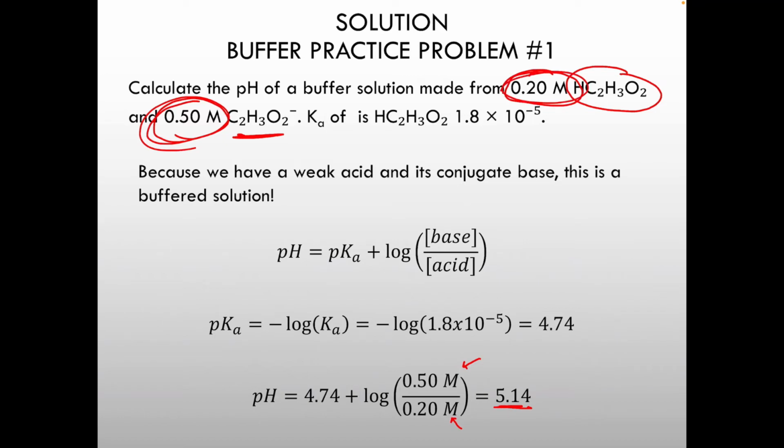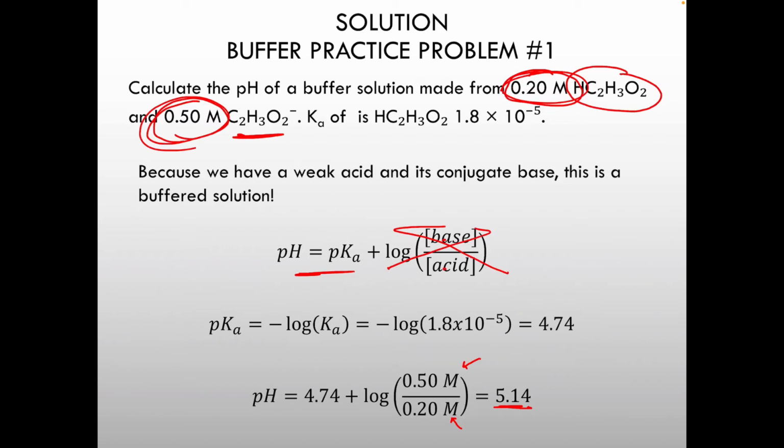If they were equal, then our two values in this logarithm, our base and our acid, would be equal. And if they are equal, then we are taking the log of 1, and the log of 1 is 0. So this whole thing would go to 0 if they were equal, and then pH would be equal to the pKa.